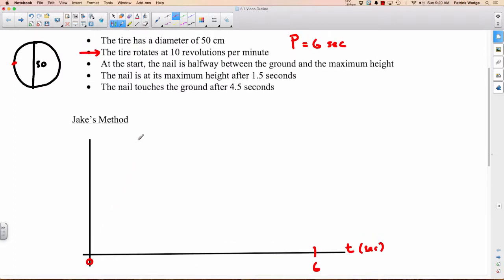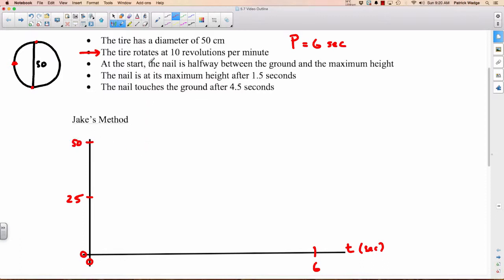Alright, the tire has a diameter of 50 centimeters, and at the start the nail is halfway between the ground and the maximum height. Here's the nail right here. So how high is the nail right there? If it's halfway and the diameter is 50, the nail must be at 25. When it's at its lowest point down here, how high is it? Well, obviously 0 as well, it's on the ground. When it's on its highest point, how high is it? It's at 50, so you better put those numbers on as well.